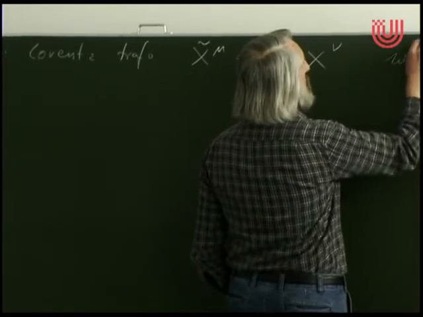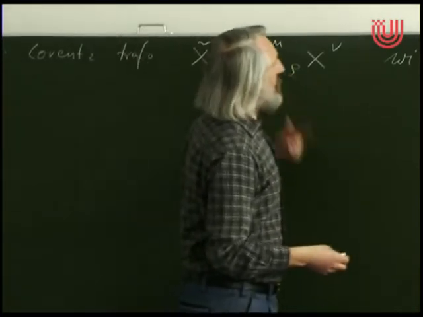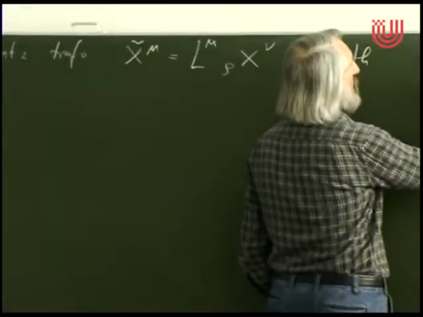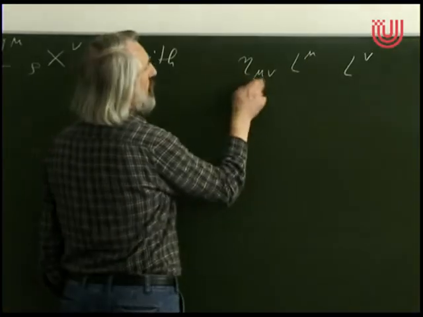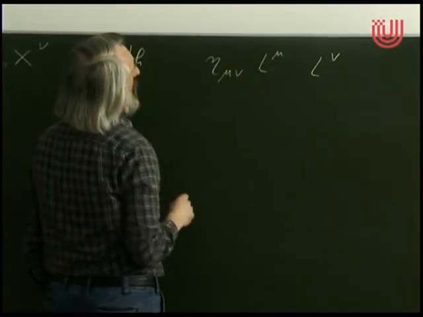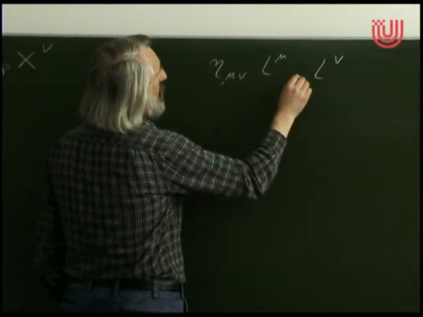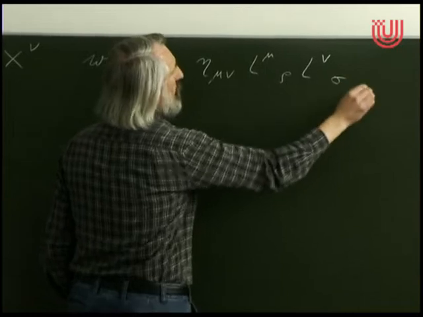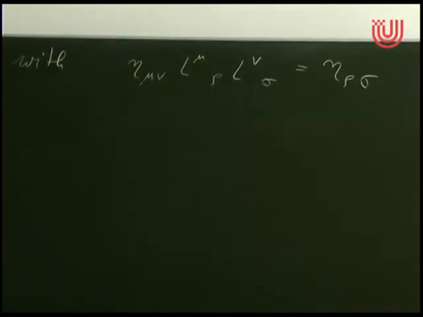The property which defines the Lorentz transformation is that this thing leaves this Minkowski metric invariant. So if I multiply both entries of this eta with the Lorentz matrix, so then I get something of this form, then I should get back the Minkowski metric.